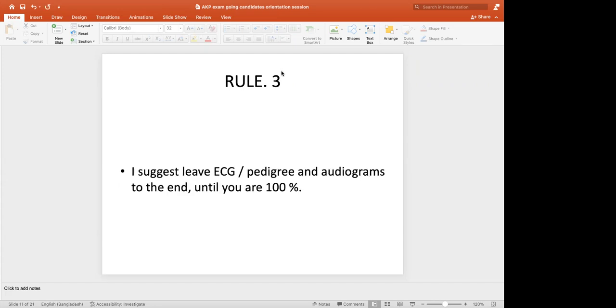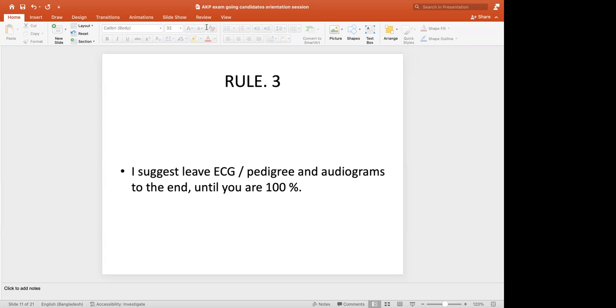Rule number 3: if you are not confident about the pedigree, ECG, audiogram, leave it for the end. There will be at least 8 to 10 questions for pedigree, ECG, EEG, okay? Leave it for the end because there are more theoretical questions in the exam. Okay, suppose 40-60, 40% will be pictorial.